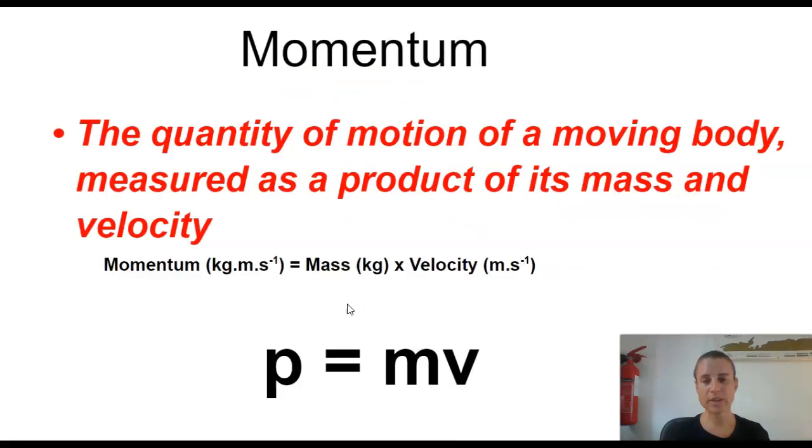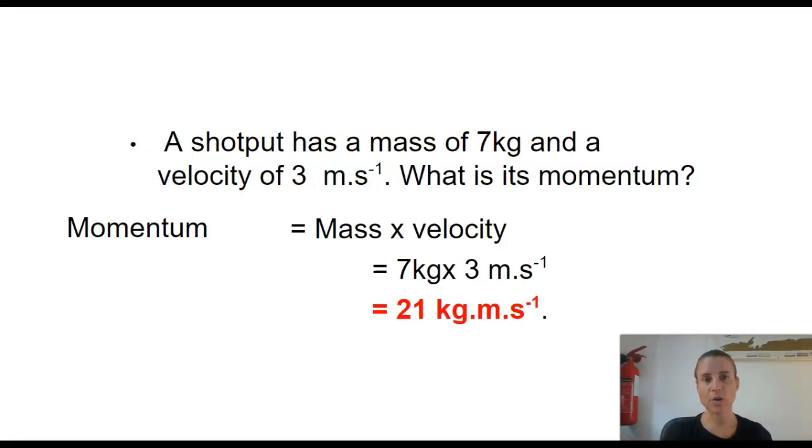You should remember this hopefully from grade 10. Momentum is the quantity of motion of a moving body, measured as a product of its mass and velocity. So what that's saying basically is momentum is the mass multiplied by the velocity. Here's an example. You wouldn't need to actually calculate this, but it helps to show you. If we had a shot put with a mass of 7 kilograms and a velocity of 3 meters per second, its momentum is going to be 21 kilogram meters per second.